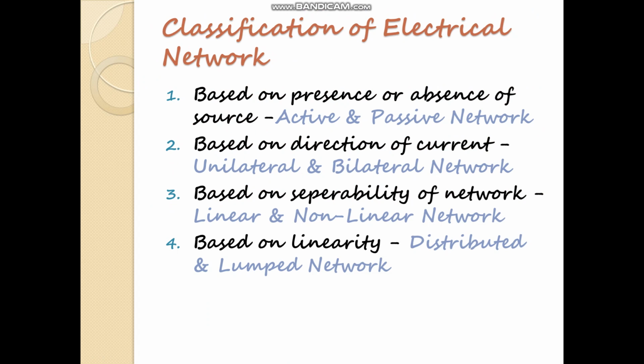Classifications of electrical network. There are four types of electrical network. First is based on the presence or absence of the source, in which there are two types, active and passive network. Second classification is based on the direction of current, in which the two types are unilateral and bilateral network. Third classification is based on the separability of the network, and the two types are linear and nonlinear network. And fourth classification is based on the linearity, in which distributed and lumped network. Now we will see them one by one.